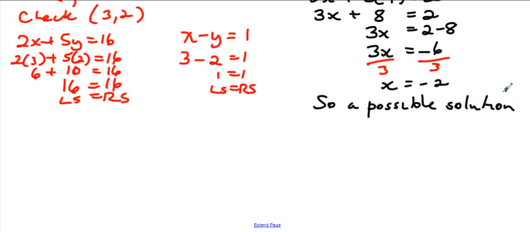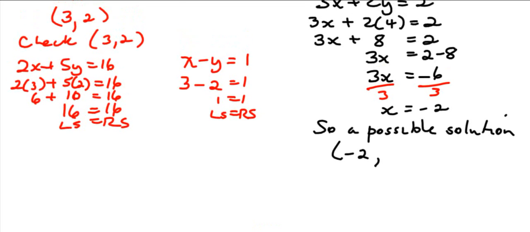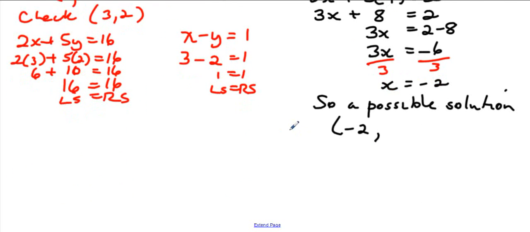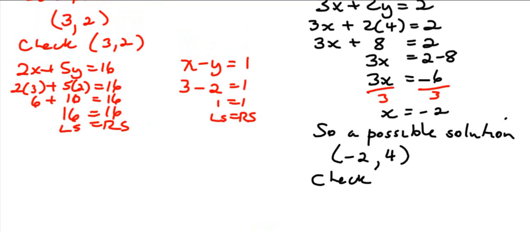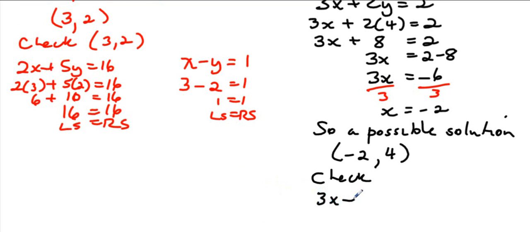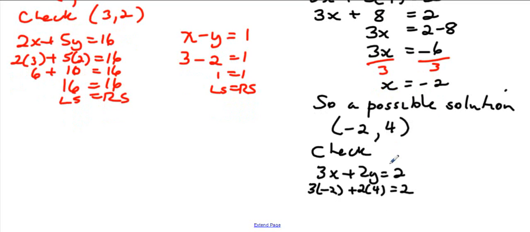Okay, you've seen many examples today. Minus 2, and what was the other one? 4. We're going to check. So what was the original? 3x plus 2y equals 2. So 3 times minus 2 plus 2 times 4 equals 2. Does it? Minus 6 plus 8 equals 2. I agree. So far, so good. Left side equals right side.